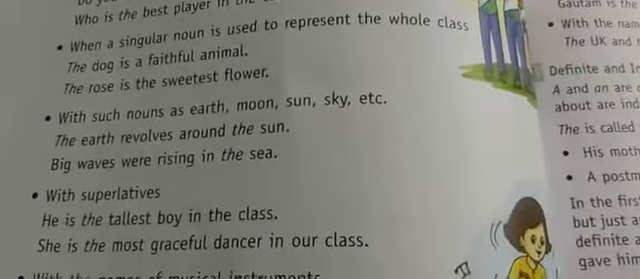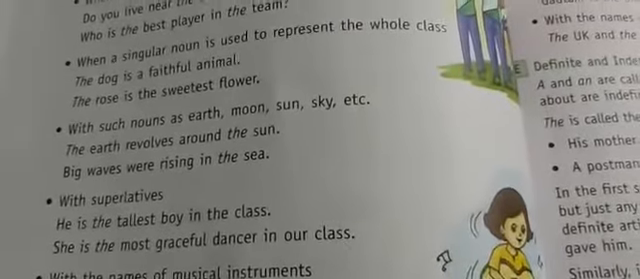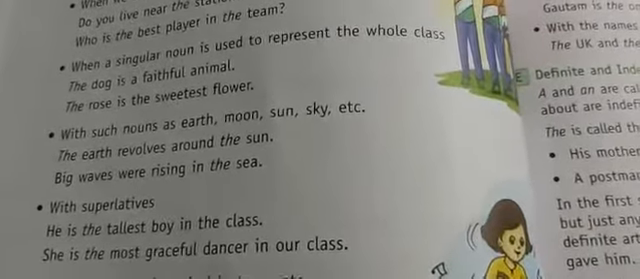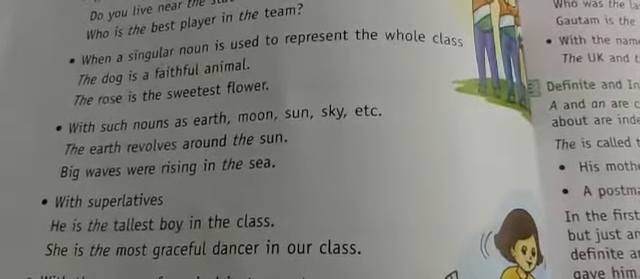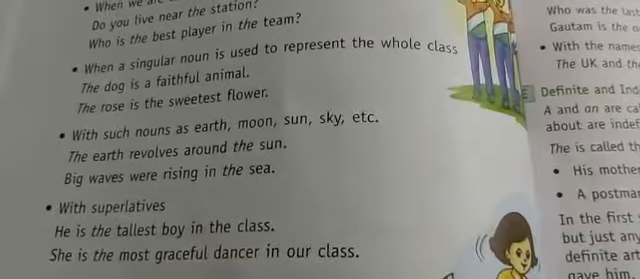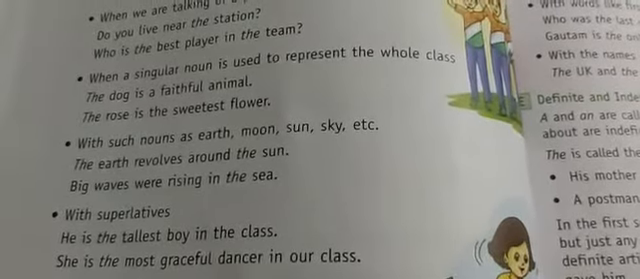Next, we use the with superlatives. There are 3 degrees of adjective, that is positive, comparative and superlative. In comparative we compare between two things, and in superlative we compare between two or more things, and superlative is the highest degree of the adjective. So we use the with the superlative degree. For example, he is the tallest boy in the class. Here tallest is a superlative degree and we have used the with it. She is the most graceful dancer in our class. So the most graceful comes under the superlative degree, and we have used the with it.